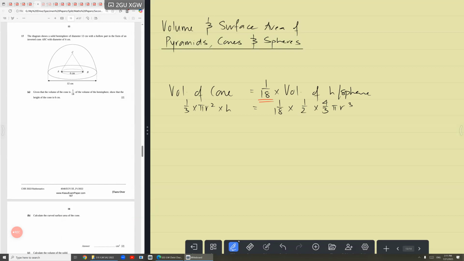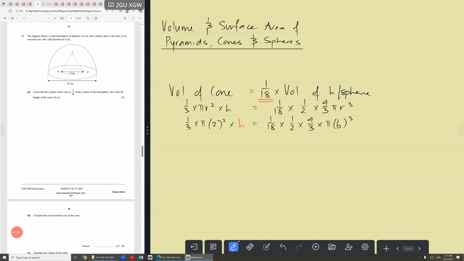So now we need to fill in our values accordingly. Alright, so 1/3 times pi. The radius of our cone is 2 cm, not 4 cm, right? Okay, this is 2 cm times h, which is our objective. So let me put it in red. Next, volume of hemisphere is, in this case, 1 over 18 times half times 4/3 times pi. The radius of our hemisphere is 12 divided by 2, which is 6 cube. Okay, so this one is 6 cube.